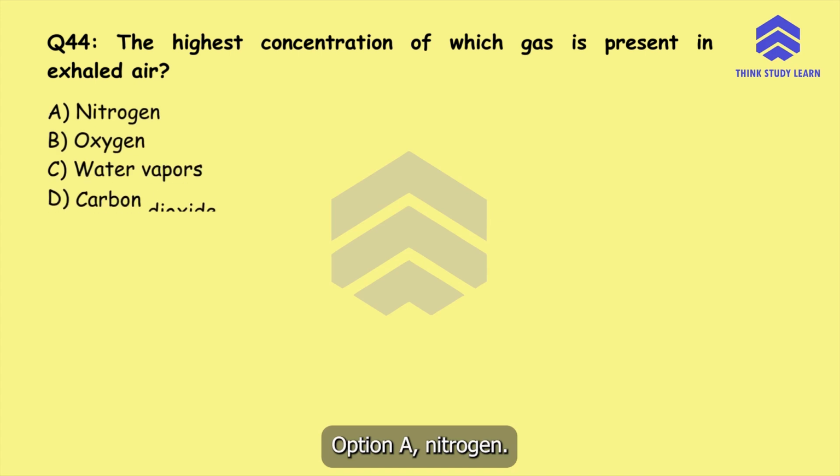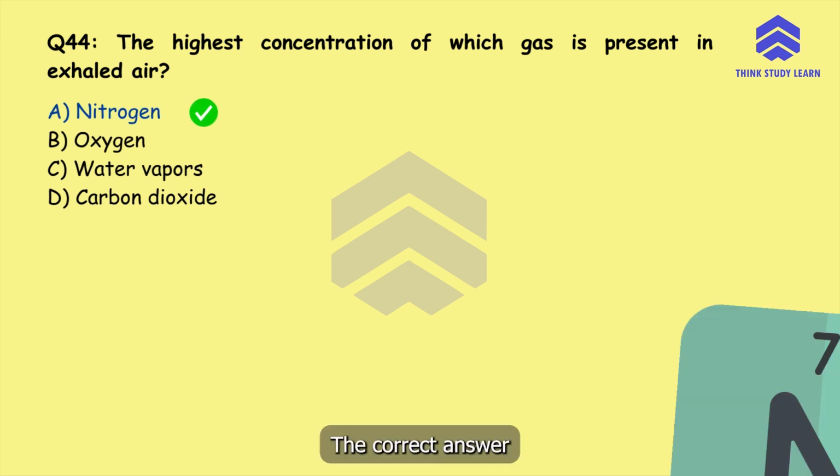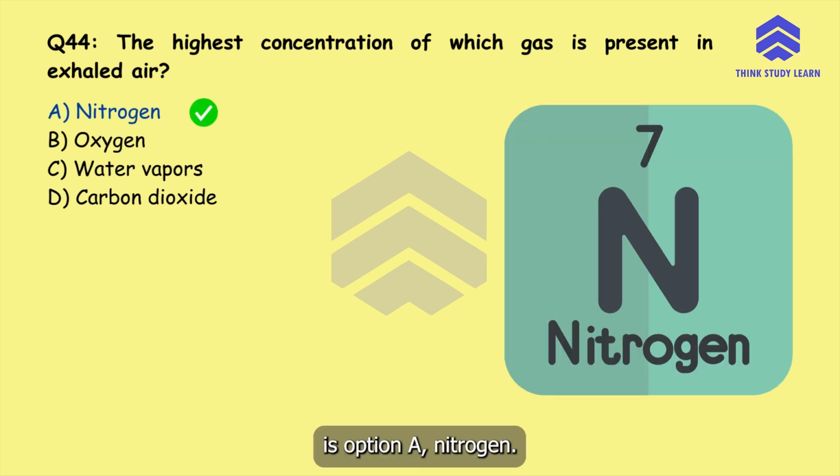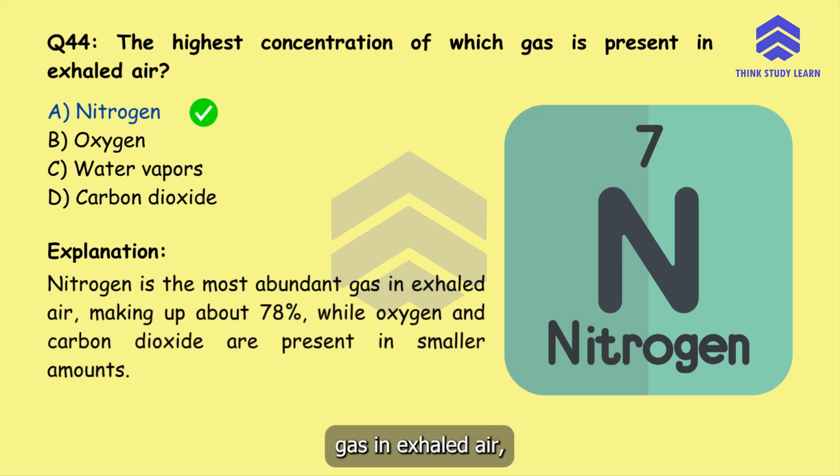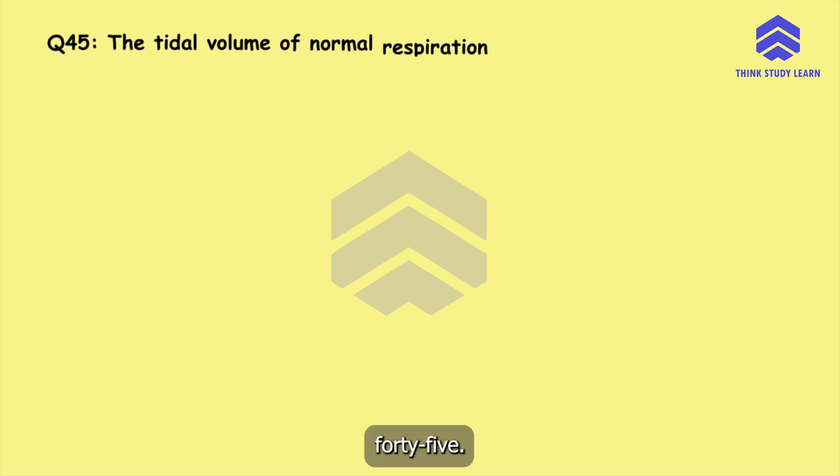Question number 44. The highest concentration of which gas is present in the exhaled air? Option A, nitrogen, option B, oxygen, option C, water vapors, or option D, carbon dioxide. The correct answer is option A, nitrogen. Nitrogen is the most abundant gas in exhaled air, making up about 78%, while oxygen and carbon dioxide are present in smaller amounts.